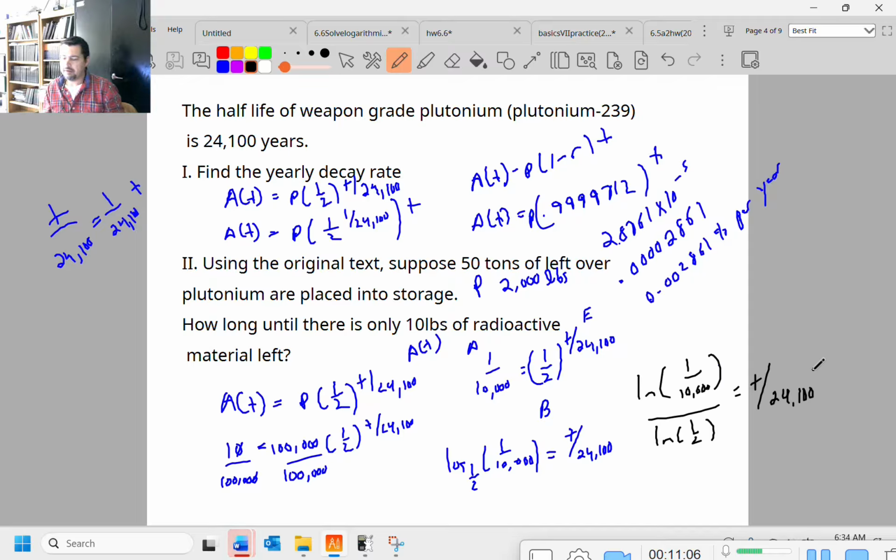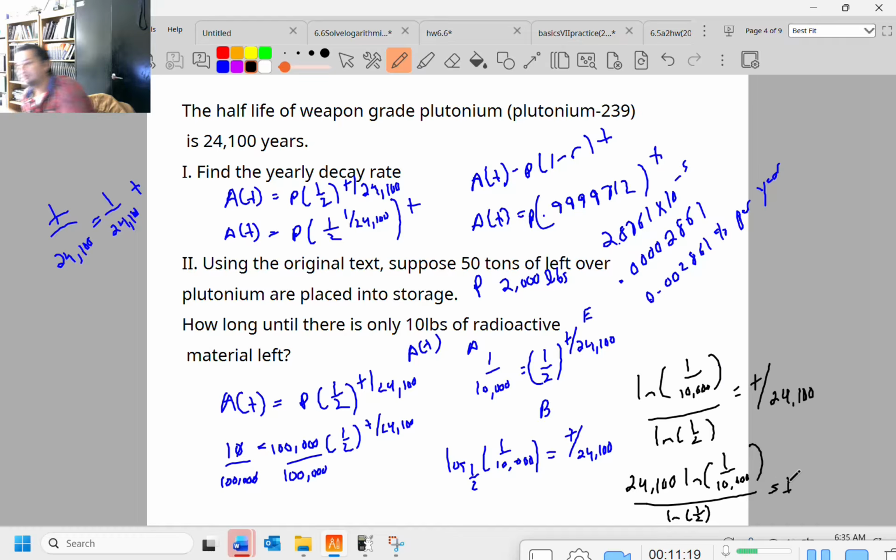And now I'm going to clear the fraction by multiplying by 24,100. 24,100 natural logs of 1/10,000th, sitting pretty over the natural log of 1/2, is my time. How long it's going to take for this 50 tons of leftover plutonium to decay to 10 pounds.